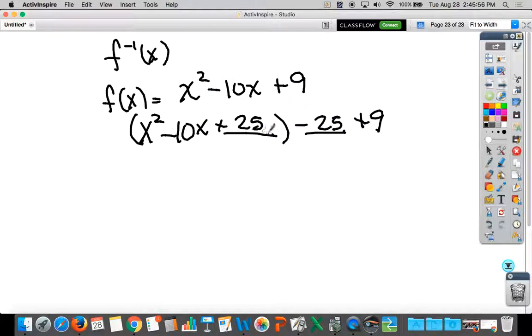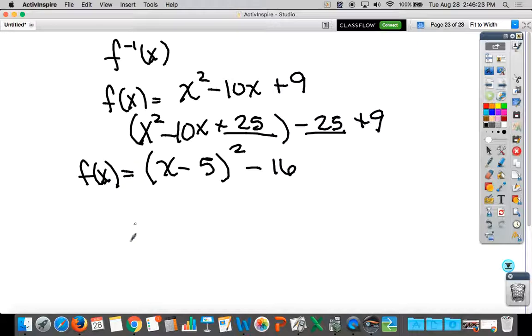Alright, so I'm separating these out. Leave my x terms, put plus blank, close parentheses, minus blank, plus 9. So my b is negative 10 divided by 2 is negative 5, squared is 25, subtract the 25. So x minus 5 squared minus 16, is that looking right?